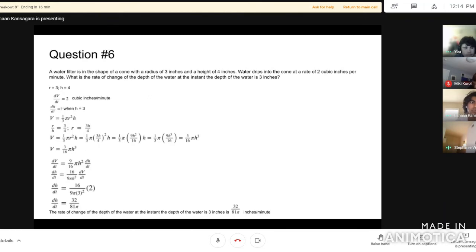A common mistake could be that you plug in the wrong height when you're substituting in your values, and you plug in the height of the cone. And also, you forget to do implicit differentiation, so you want to watch out for that.